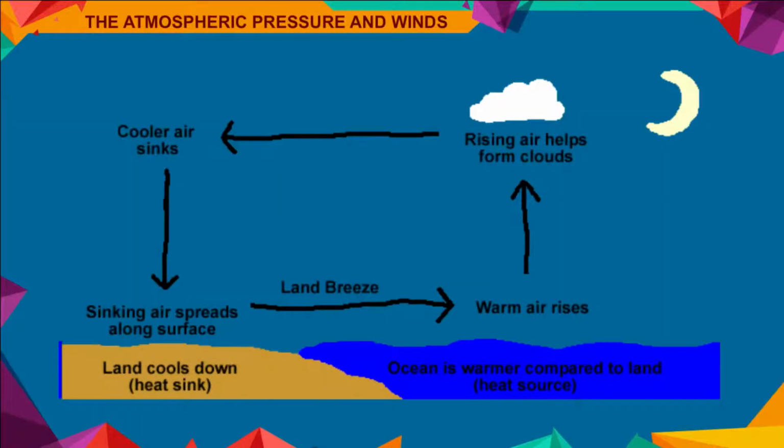At night, the land cools down much faster than the sea. The air above the sea is warmer and lighter. The warm air above the sea rises, so the pressure above the sea is lower than the pressure above the land. Therefore, air from the land blows out towards sea. This is known as land breeze.